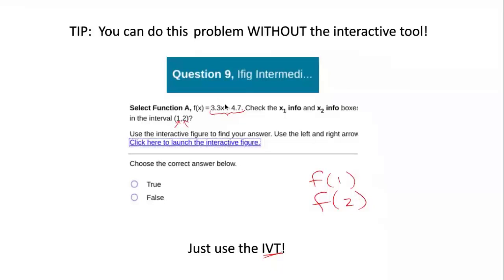So when I plug in a 1, I can just visually kind of look at this one and tell you the answer is going to be negative. Okay, and if I plug in a 2, that answer is going to be positive. So for this particular one, since it's a negative and a positive, is there a 0 in that interval? Yes, there is. Okay, so don't let that interactive figure mess you up.